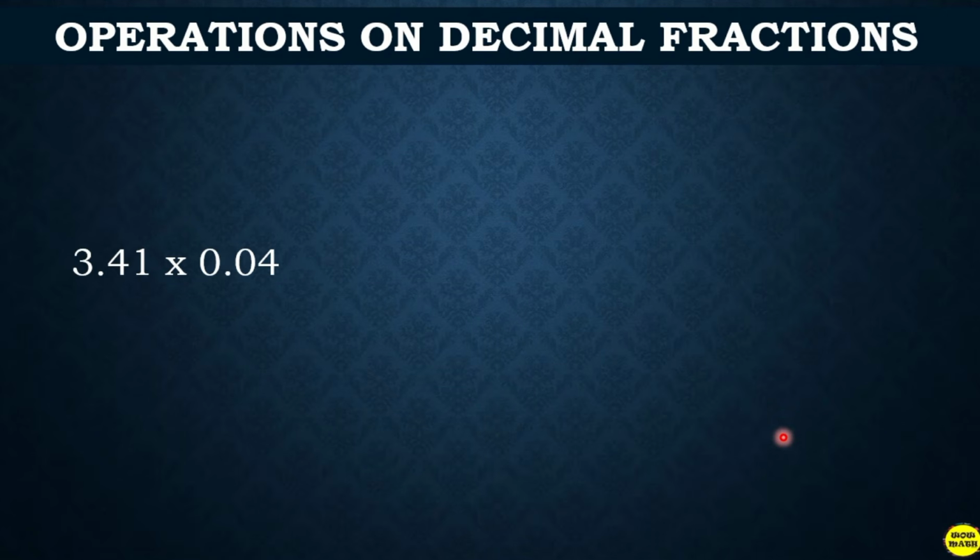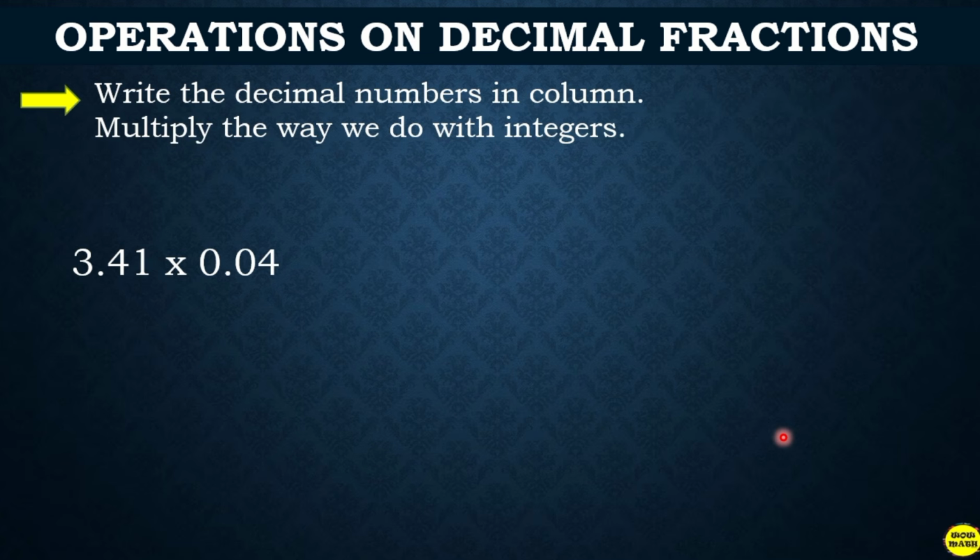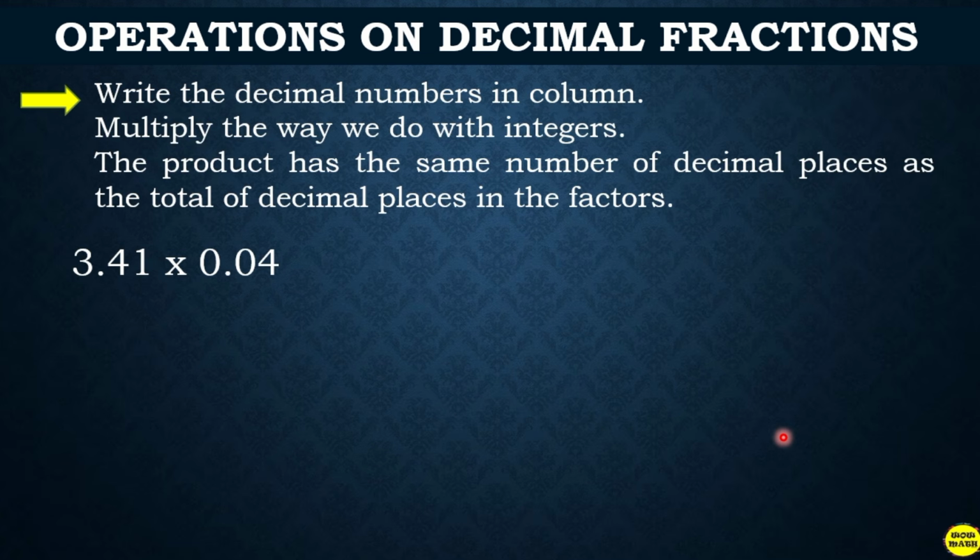Okay, so let's have this one. How to multiply a decimal fraction. So first, you have to write the decimal numbers in column and then multiply the way we do it with integers. Because the product has the same number of decimal places as the total of decimal places in the factors. So, ang una natin gagawin, sulat natin siya in column.